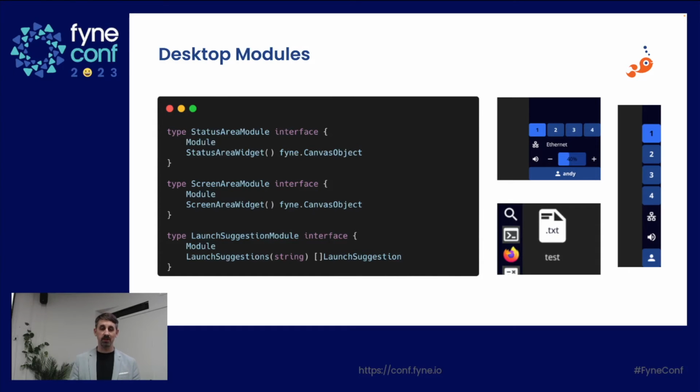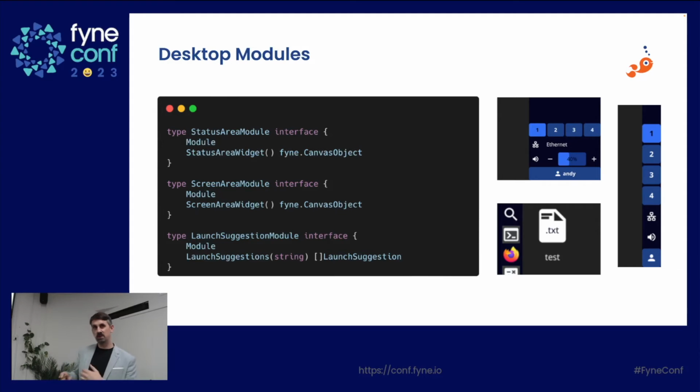And the screen area module is something that fills the gap between all of the stuff displayed at the borders. So that text file is a simple illustration of I can put files on my desktop background if I want by saying I have a screen area module and it returns a file listing for the desktop directory. Very few lines of code to add some functionality like that.